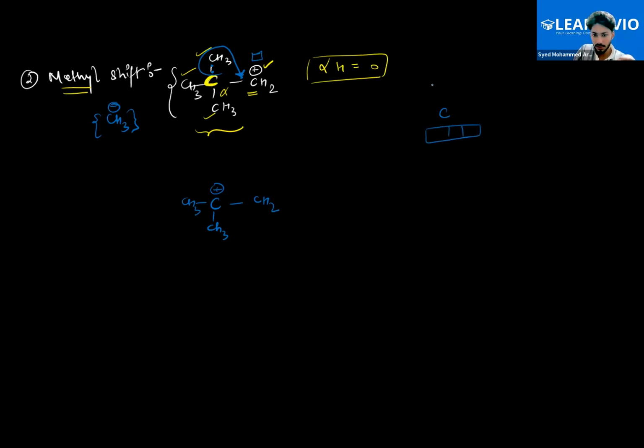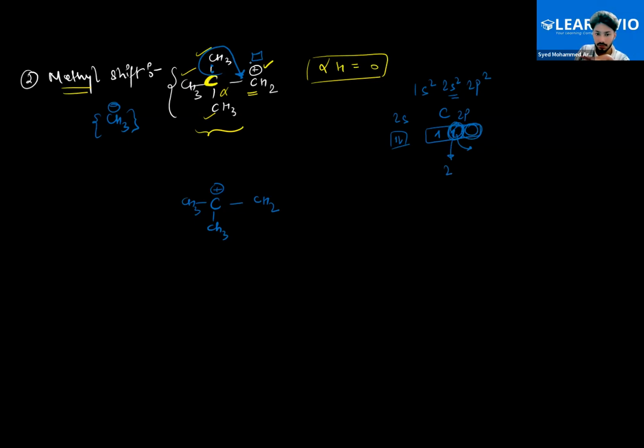What is the electron configuration? 1s2, 2s2, and 2p2. So in this 2s orbital, the two electrons are completely filled, and in the 2p subshell, 1 and 2 electrons are here. If I am having the positive sign, that means this electron will be gone. If this electron is gone, then here is the vacant p orbital. Vacant means there is no electron present. That's why it is a vacant p orbital.